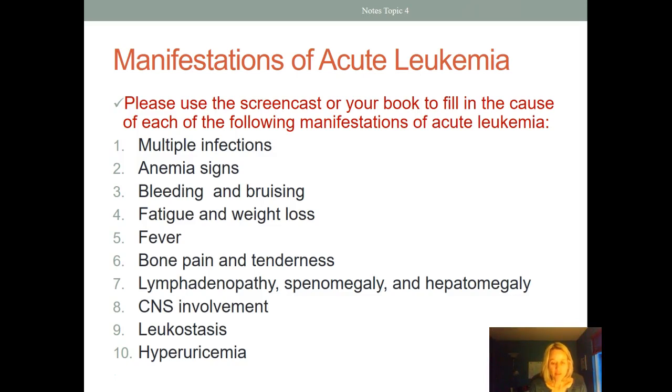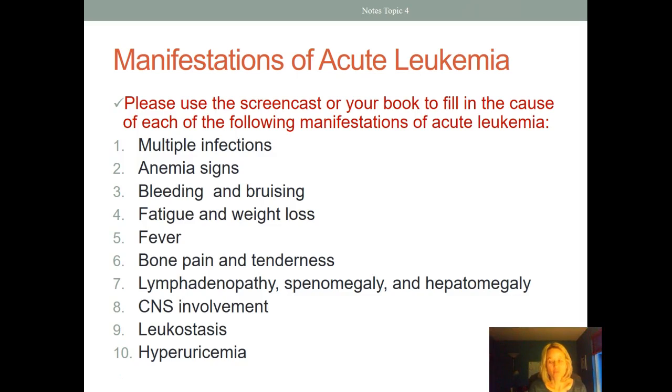Fatigue and weight loss are going to be due to the rapid proliferation and metabolism of leukemic cells, as well as anorexia from infection, pain, and as a result of treatment, potentially with chemotherapy. Fever would be due to the hypermetabolism and multiple infections. Bone pain and tenderness is going to be due to bone marrow expansion due to all the leukemic cells.